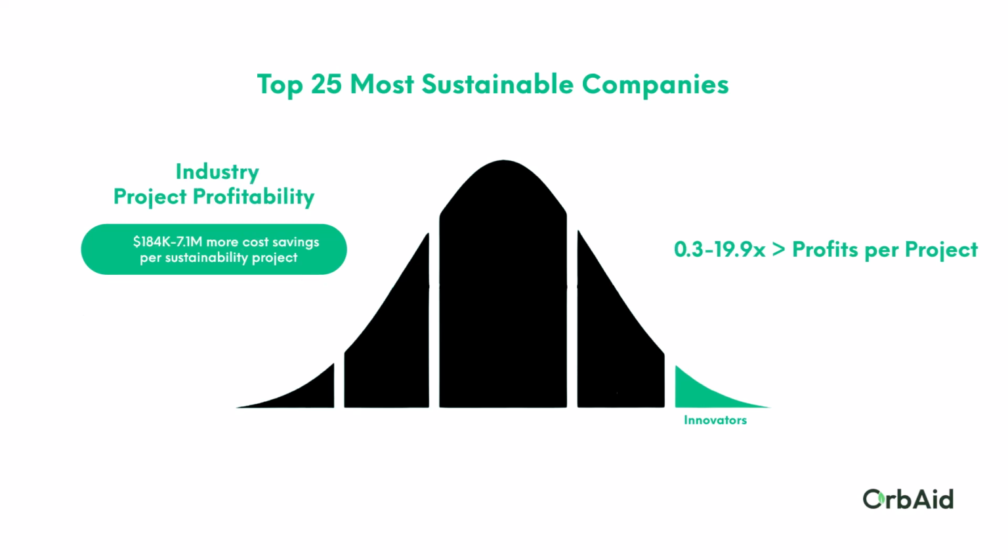Diving deeper into the data, the top 25 most sustainable companies' average cost savings per sustainability project varies widely by industry. The top 25 companies generate between $184,000 and $7.1 million more cost savings per sustainability project versus the next 25 highest ranked companies researched. Thus, there appears to be much we can learn across industries, as leaders generate between 0.3 and 19.9 times more profits per project.